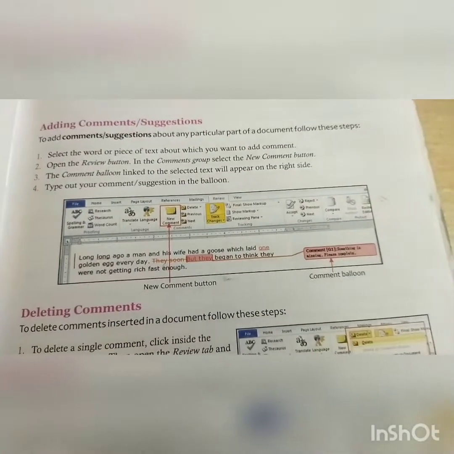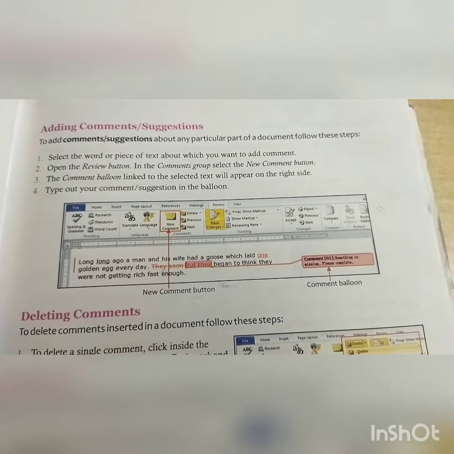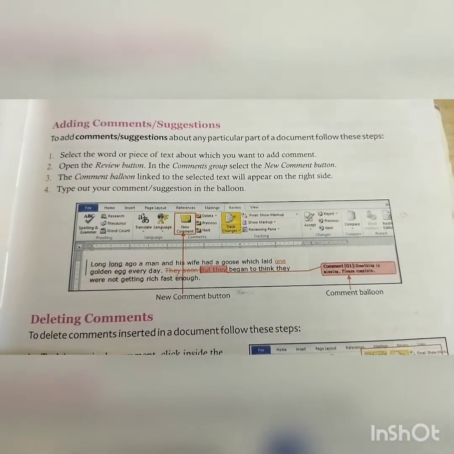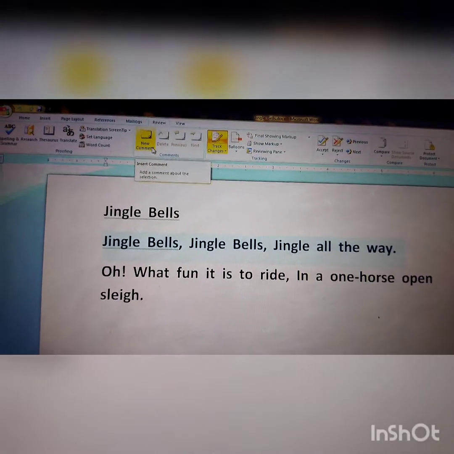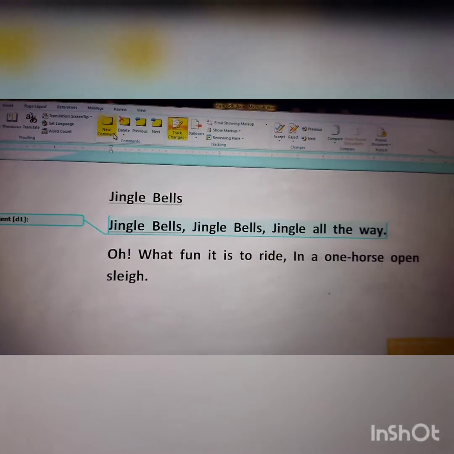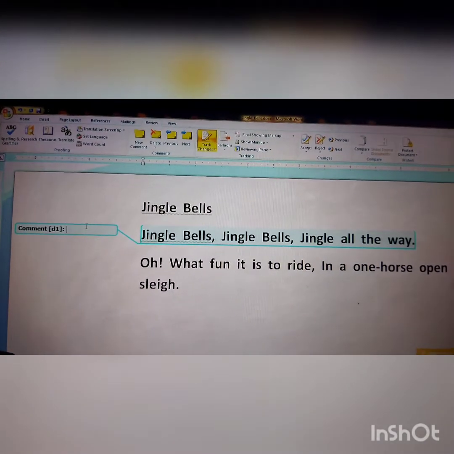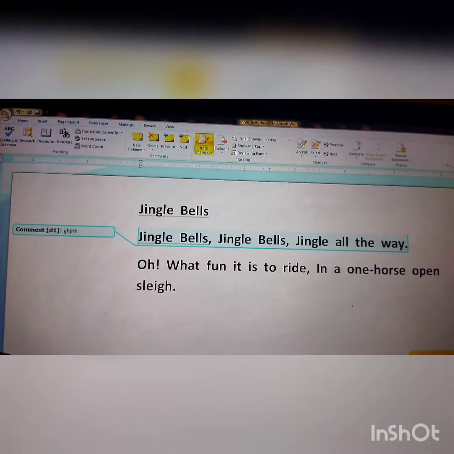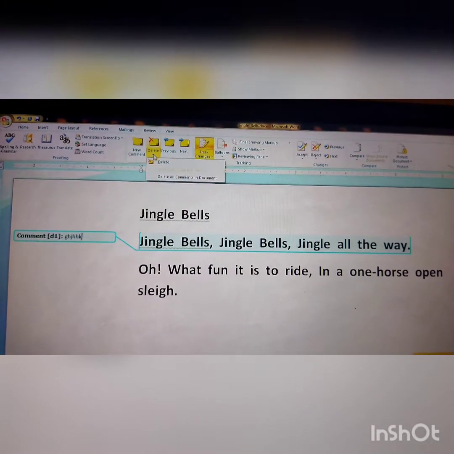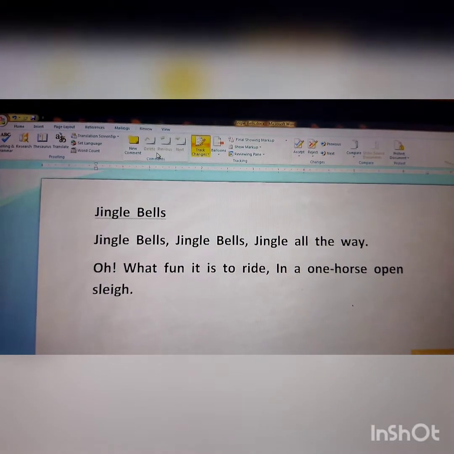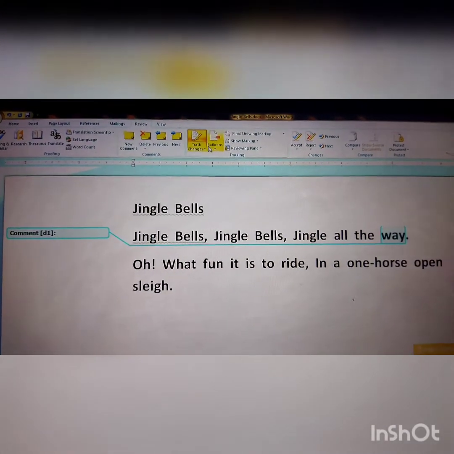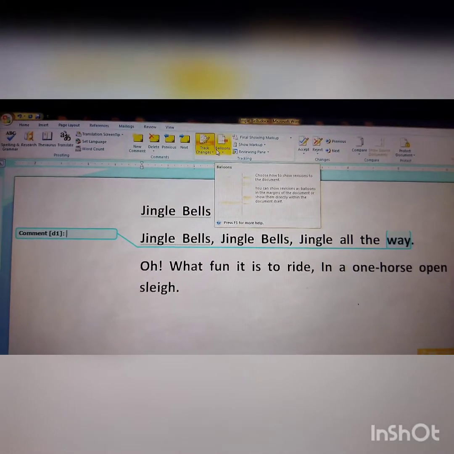Then adding comments and suggestions. In this comments and suggestions option, you can click the Review tab. In the Review tab there is the New Comment option. You can see this is the comment option. You can type here a comment like this. After that you can delete this comment. Then you can also go to the previous comment and the next comment. So all these are the comment options in your MS Word.